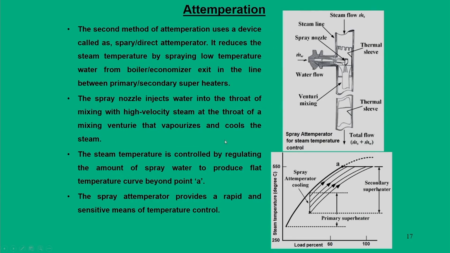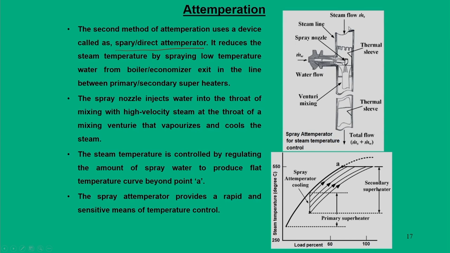Okay. Now, let us think about the most effective way of attemperation, that is the second method, which we call a spray or direct type attemperator, where we can reduce the steam temperature by spraying low temperature water from the boiler or economizer exhaust in the line between the primary and secondary superheaters.